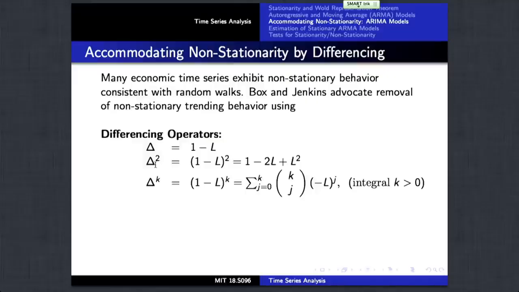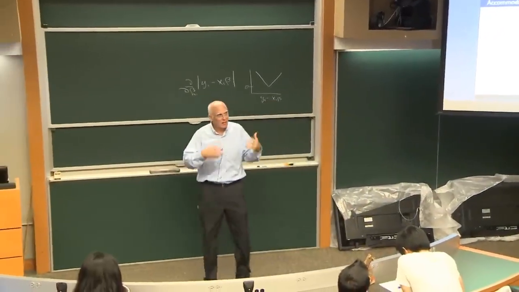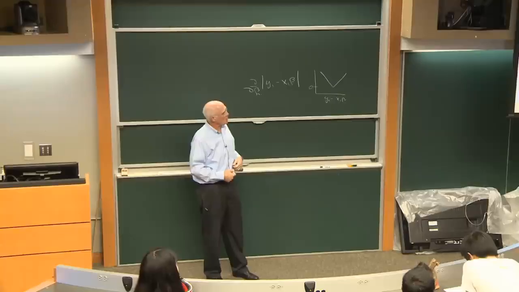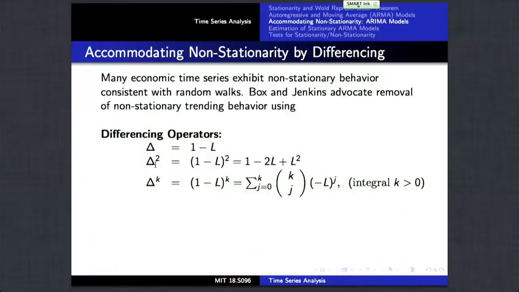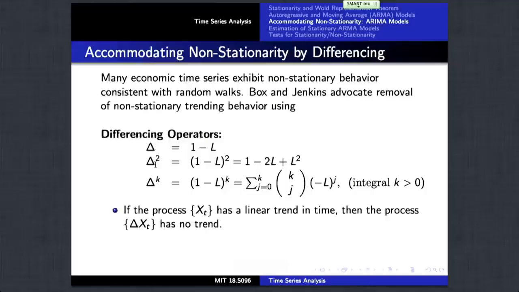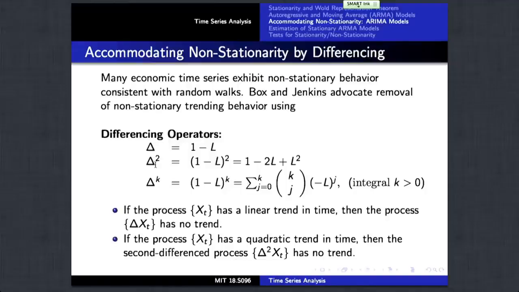So these operators are defined in this way. Basically, with the kth order operator having this expression here, this is sort of the binomial expansion of a kth power, which can be useful. Anyway, it comes up all the time in probability theory. And if a process has a linear time trend, then delta xt is going to have no time trend at all, because you're taking out that linear component by taking successive differences.